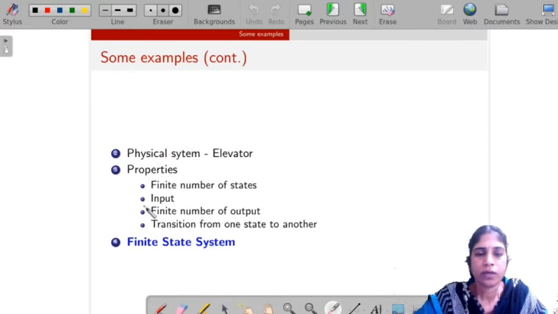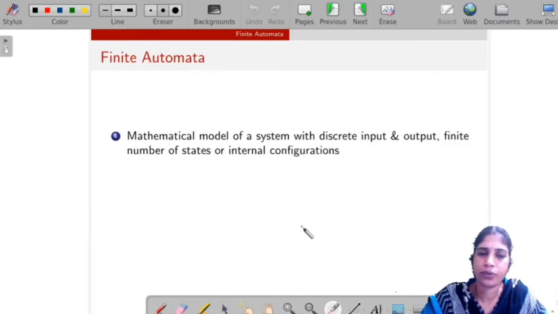So these are the properties of these two systems. We can say that these two systems are finite state systems, because they satisfy these 4 properties: finite number of states, inputs, and finite number of outputs, and there is a transition from one state to another state. The mathematical model of this finite state system is called finite automata. When you draw a mathematical model of the finite state system, that is called a finite automata. This finite state system has the properties of discrete input and output, and a finite number of states or internal configurations.